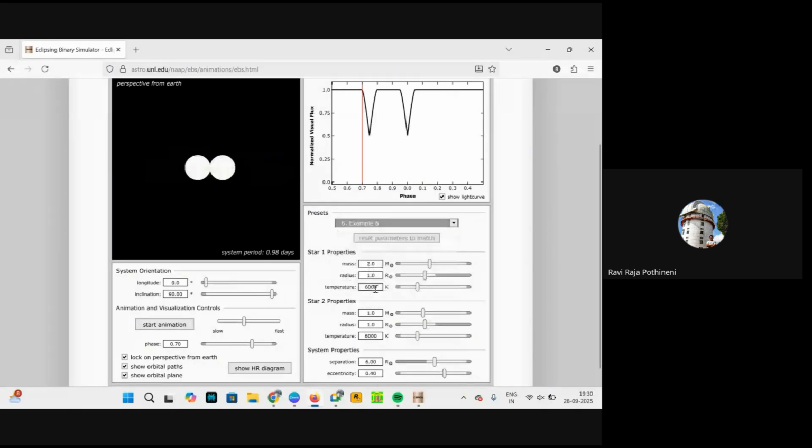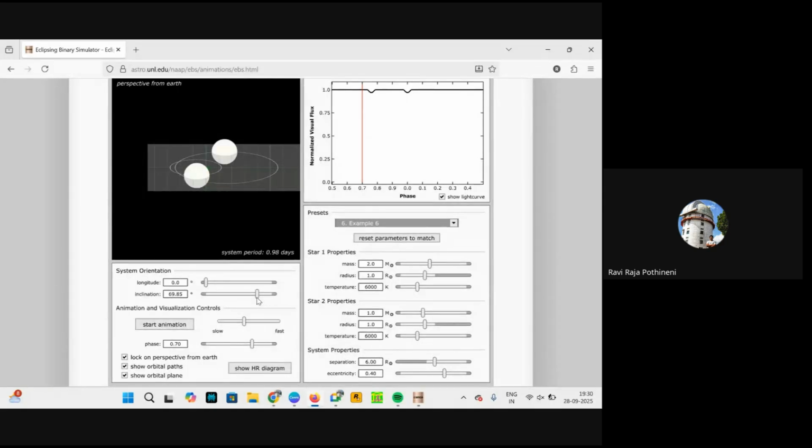Say I'm choosing example 6. Then here you have the mass of the primary star, the first star, then the second star, the sizes, temperatures, and the separation between the two stars. And on the left side, you have inclination. As I said, this is along our line of sight. If you change the inclination, you can see how the perspective changes. I said that whenever the inclination decreases, the reliability of parameters also decreases, because of this reason only.